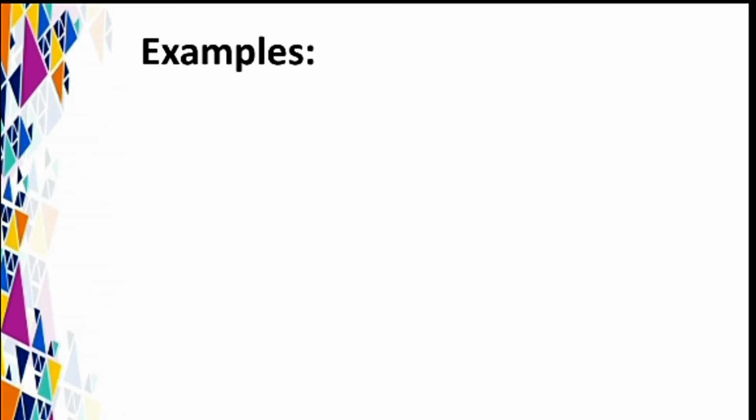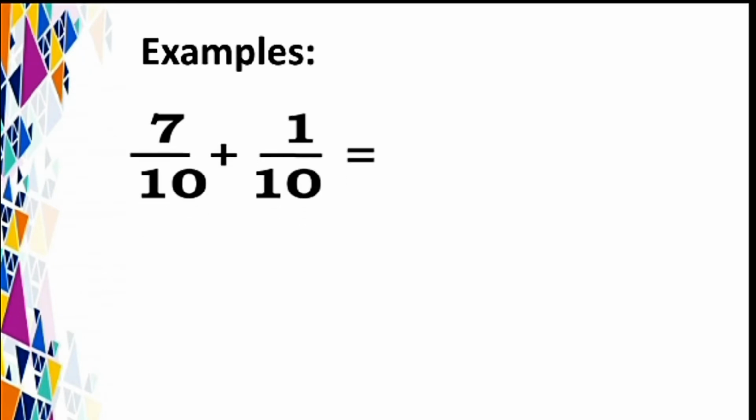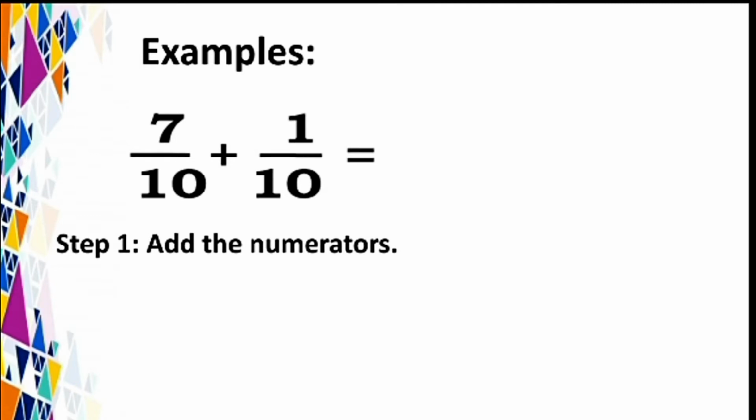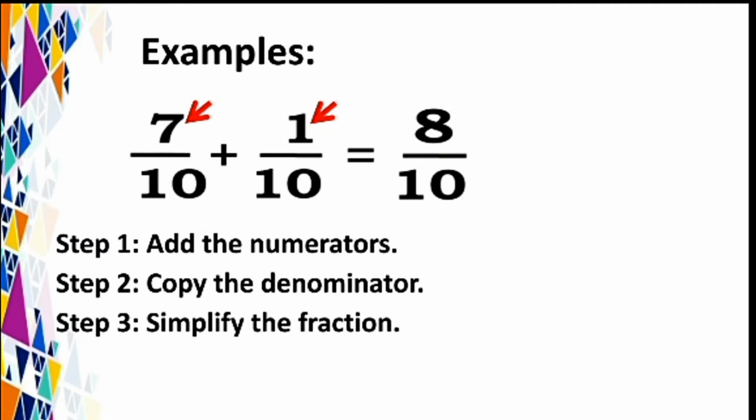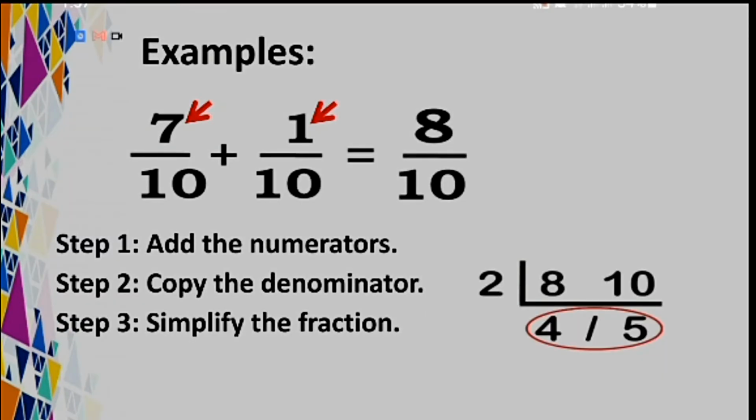Examples. 7/10 plus 1/10. Step 1, add the numerators. So, i-add natin yung numerators. Yung 7 plus 1 equals 8. Then, step 2, copy the denominator, which is 10. So, we have 8/10. Ang 8/10 ba ay nakasimplify na?